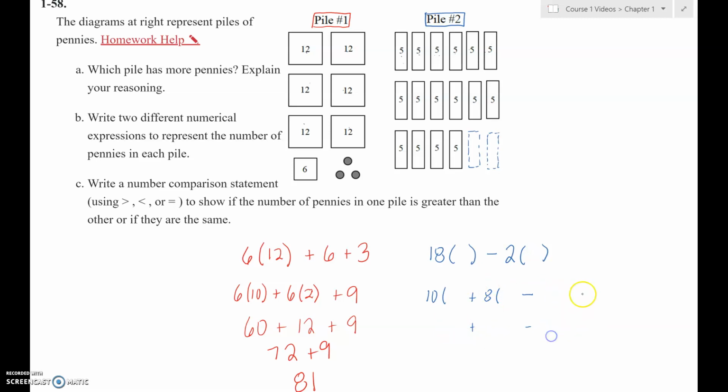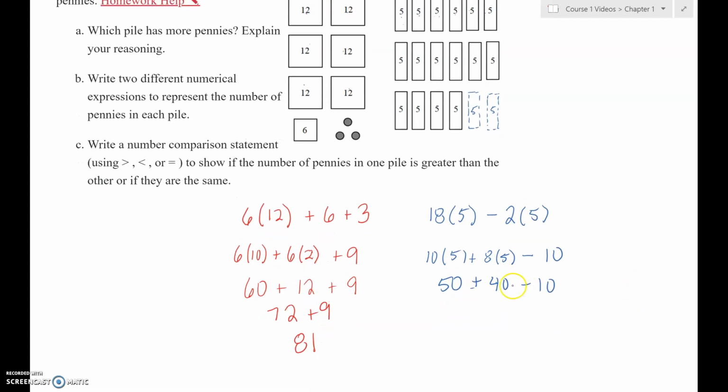Let's do 5s. There's all these 5s. So 18 5s minus 2 5s that aren't there, minus the 2 groups that aren't there. So instead of doing 18 times 5, let's do 10 times 5 and 8 times 5. And then 2 5s make 10. So 10 groups of 5 is 50 pennies, and 8 groups of 5, 40 pennies, minus 10. So we've got 50 plus 40 is 90, and 90 minus 10, 80 pennies.